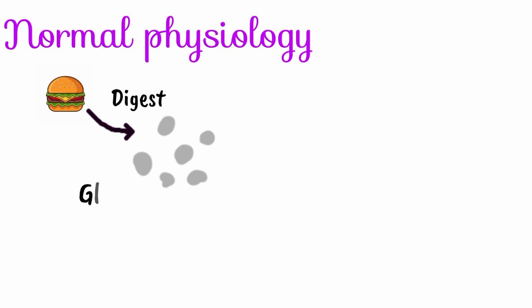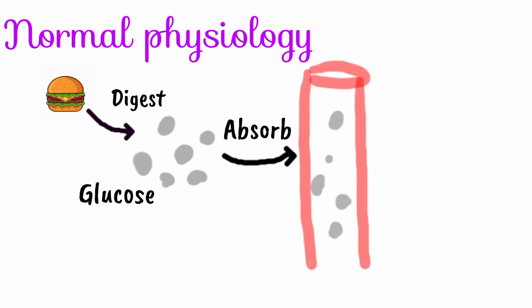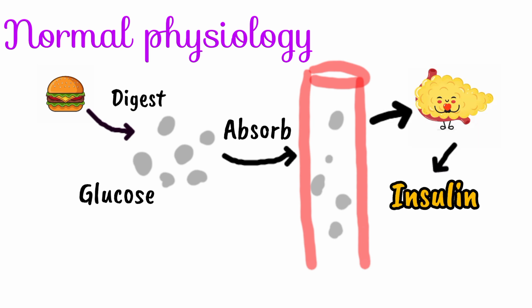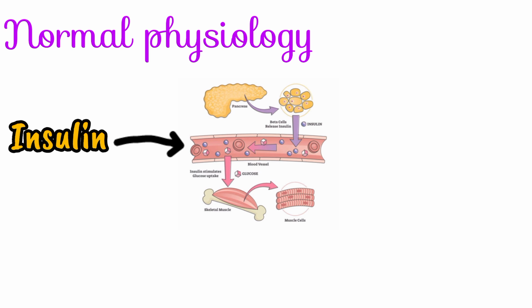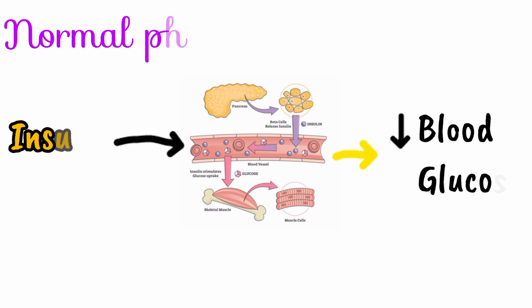Normally, when we eat our food, such as carbohydrate rich food, our body breaks this down and absorbs it into circulation as glucose, which is a type of sugar. This increased blood glucose level will stimulate the beta cells of our pancreas to secrete insulin. This insulin will promote glucose storage in tissues by binding onto the insulin receptors on the surface of the cells around our body. This leads to decreased blood glucose level.